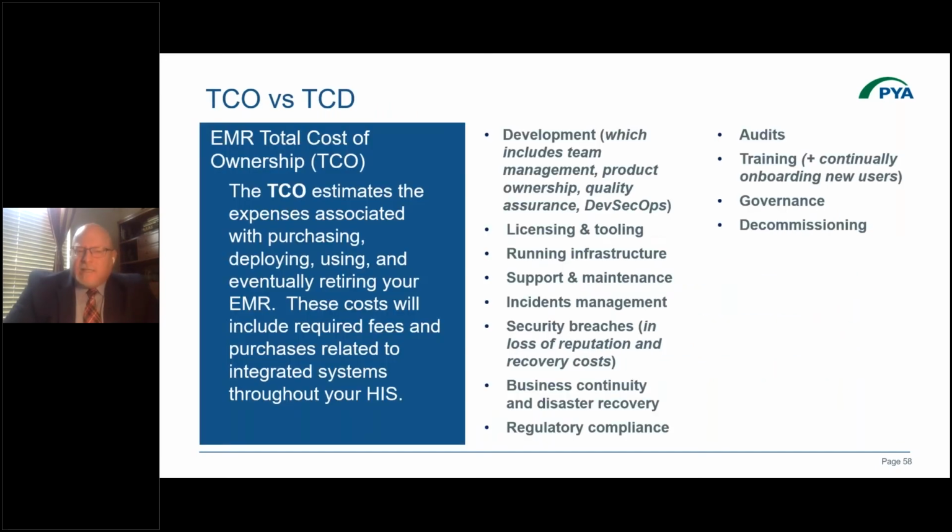So TCO versus TCD. Total cost of ownership has been around quite a long time. TCD is something I'm likely introducing to you. The total cost of development includes your typical development cost, security cost, and securing the operations. Some could be capital, some operational. Licensing and tooling is capital up front. You may have subscriptions for licensing, which are more operational, but running infrastructure, support, maintenance, incidents, all of these things you're used to. A few that you may not be used to putting into your TCO are audits, governance, and decommissioning, and you can get estimates.